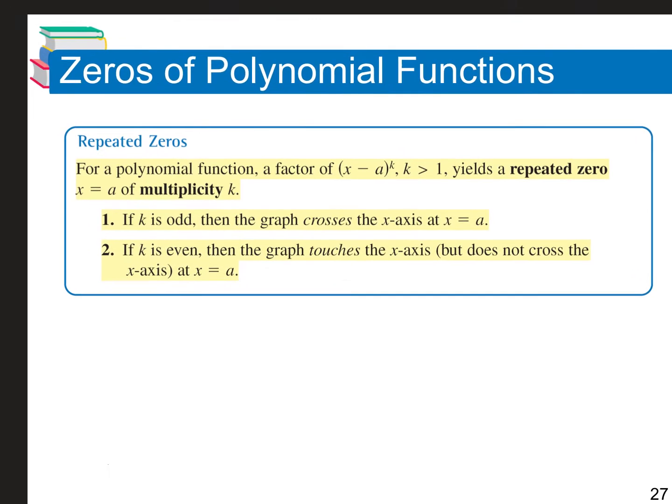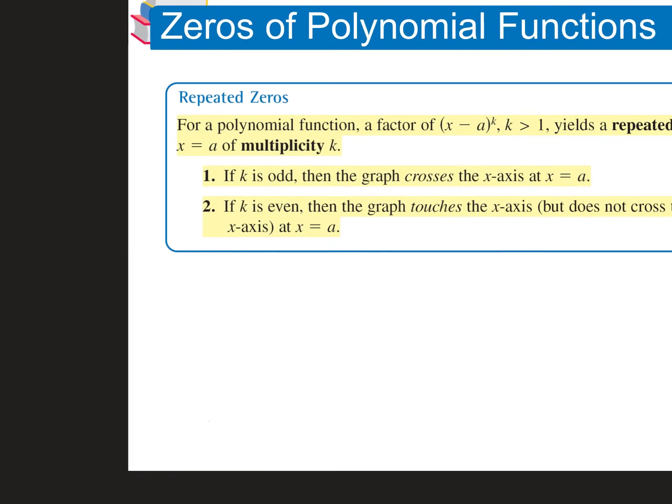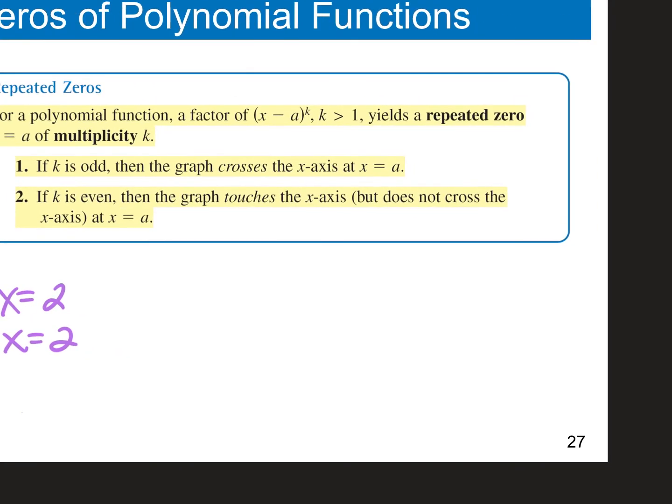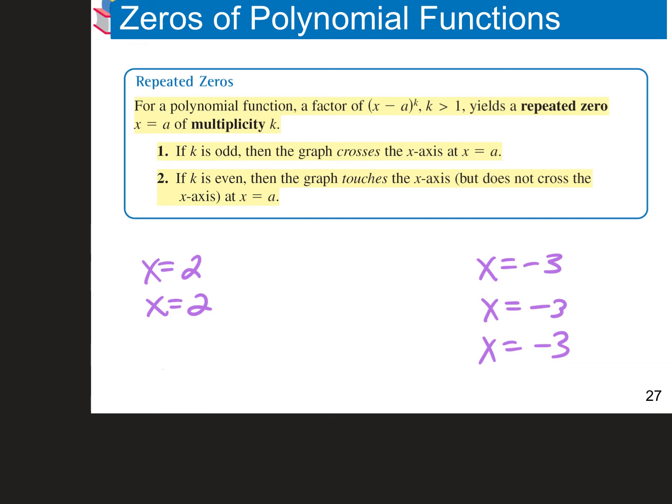Because now we're going to talk about something called multiplicity. What does it mean to have multiples of something? I have multiples. Right? More than one. I had 2 kids at one time. 2 for the price of 1. So multiples. If you have the same thing more than once. So if I have x equals 2 and x equals 2 versus x equals negative 3, x equals negative 3, x equals negative 3. Both of these x values, both of these answers have multiplicity.